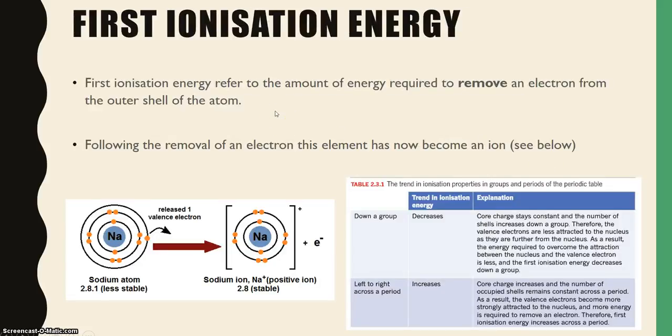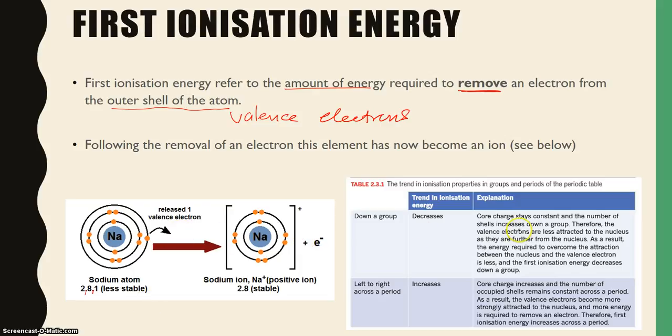First ionization energy refers to the amount of energy required to remove an electron from the outer shell of an atom. So it's how much energy is required to remove valence electrons, basically. A sodium atom has an electron configuration of 2, 8, 1 in the Bohr model of the atom, and it would like to lose this electron because it's more stable. So the ionization energy is the energy required to remove or release that electron.